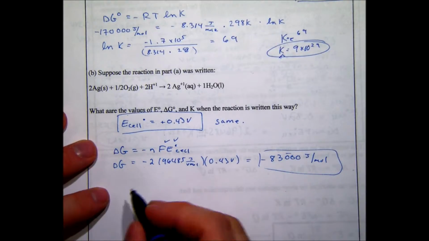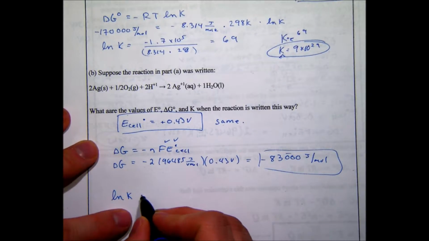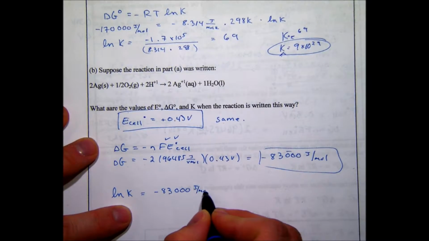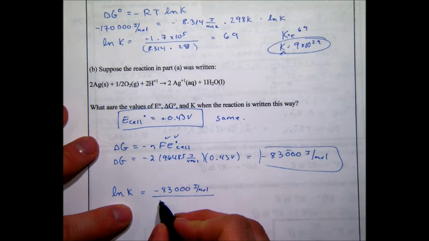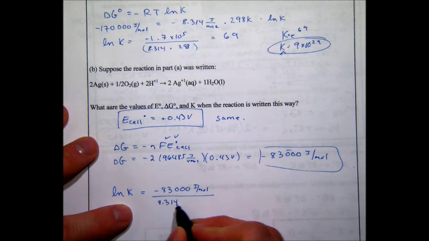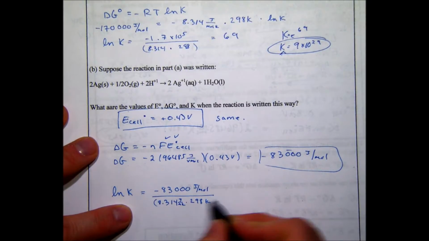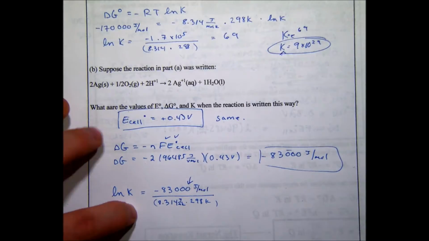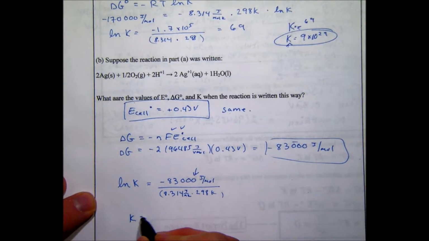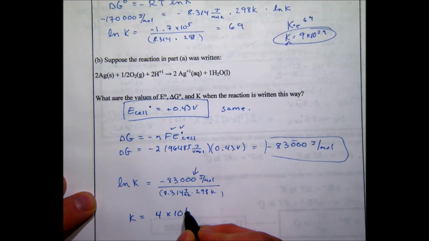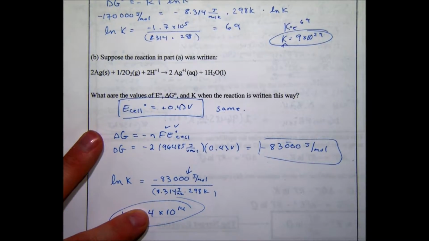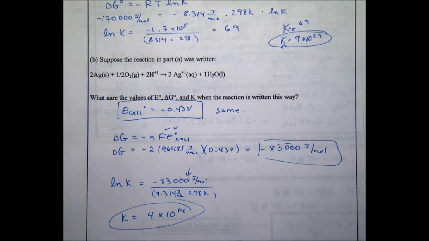And because delta G is changing, when we figure out the law of the constant, since the numerator here is changing, we will solve and find that K is now equal to 4 times 10 to the 14. So it does change quite a bit between the two problems. So that is due, of course, to G actually having to change.